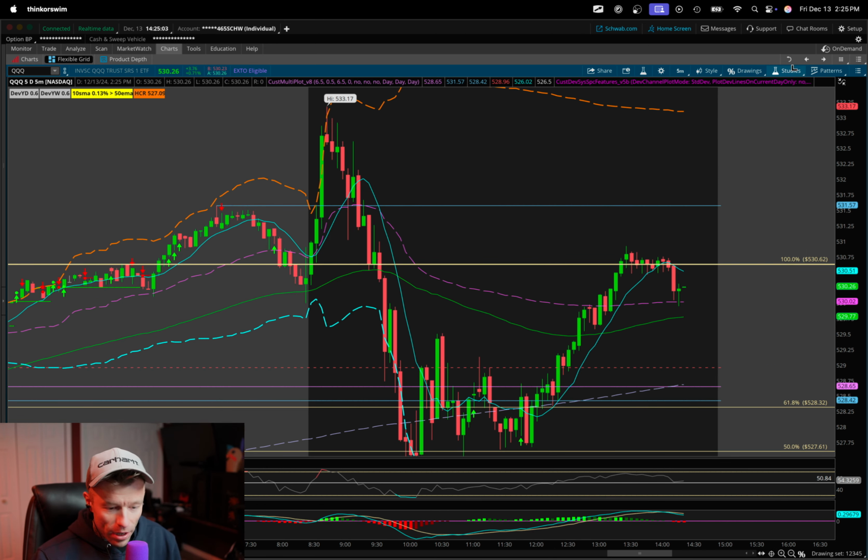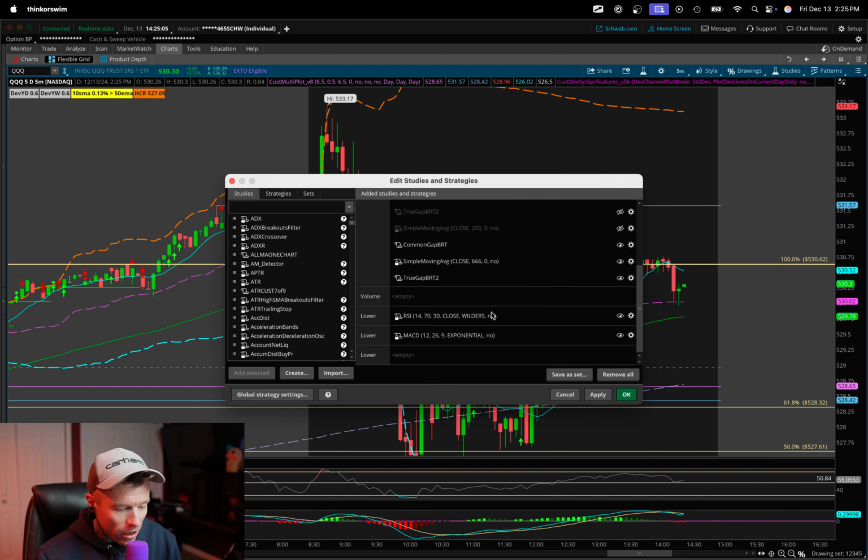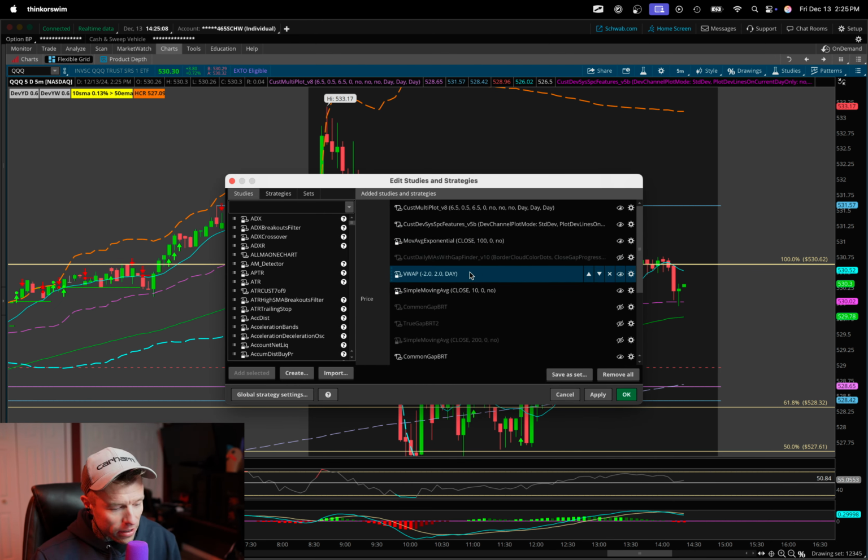Now, what I like to do in scenarios like this for my studies is generally just turn off everything except for the 100 EMA and VWAP.